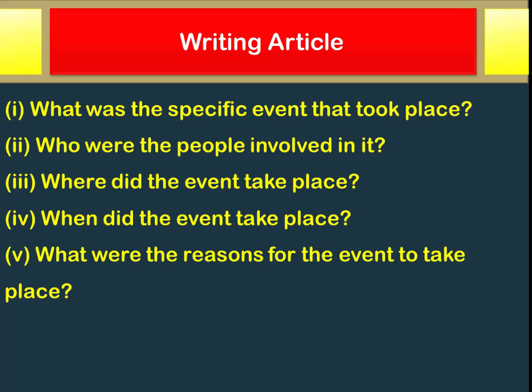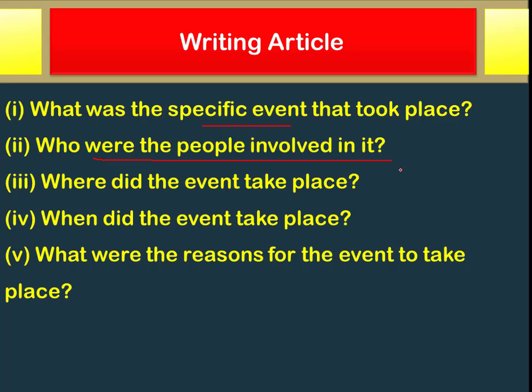So the articles are generally written on some event that took place in the past. So in our articles, we have to mention all these things that can satisfy the questions of the reader: what was the specific event that took place? We are going to write about the event. What was the event about, and who were the people involved in it?